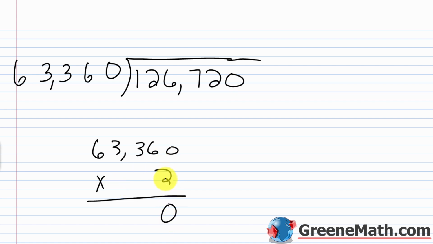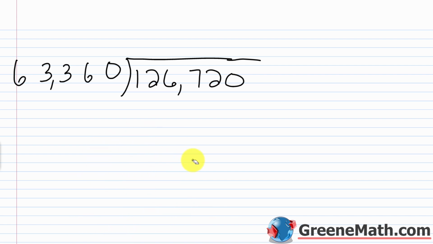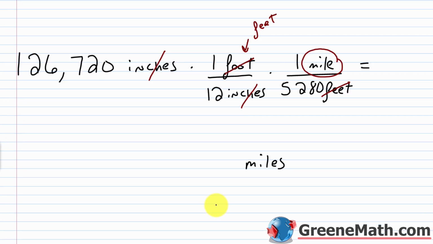2 times 0 is 0. 2 times 6 is 12. 2 down, carry the 1. 2 times 3 is going to be 6, plus 1 is 7. 2 times 3 is 6, and then 2 times 6 is 12. So 126,720 is what you get. And so for the division problem, 126,720 divided by 63,360, we get exactly 2. Right? So we'll go back up, and we know we can just write the answer as 2 miles. So again, 126,720 inches is going to be equal to 2 miles.